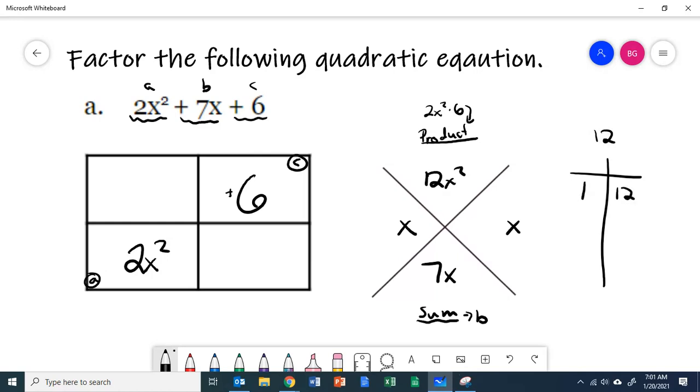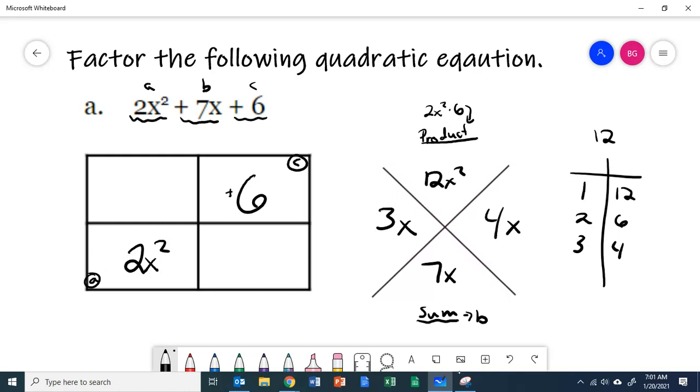So going through, you can make your t-chart. 1 times 12, 2 times 6. So 1 times 12 is 12, but 1 plus 12 isn't 7. 2 times 6 is 12, but 2 plus 6 is not 7. So then try 3. 3 times 4. Well, that's 3 and 4. Those add to 7, and they multiply to 12. So I'm going to put a 3 in here, and I'm going to put a 4.